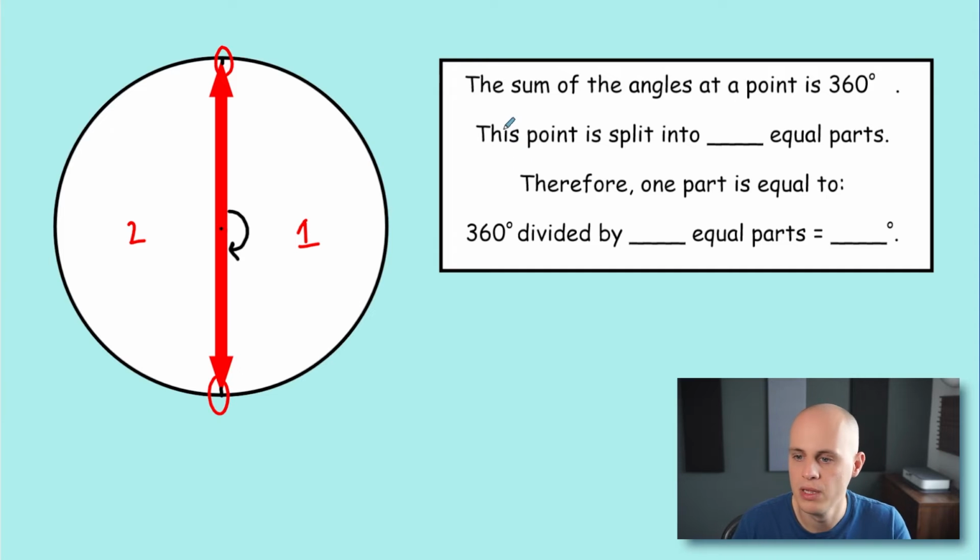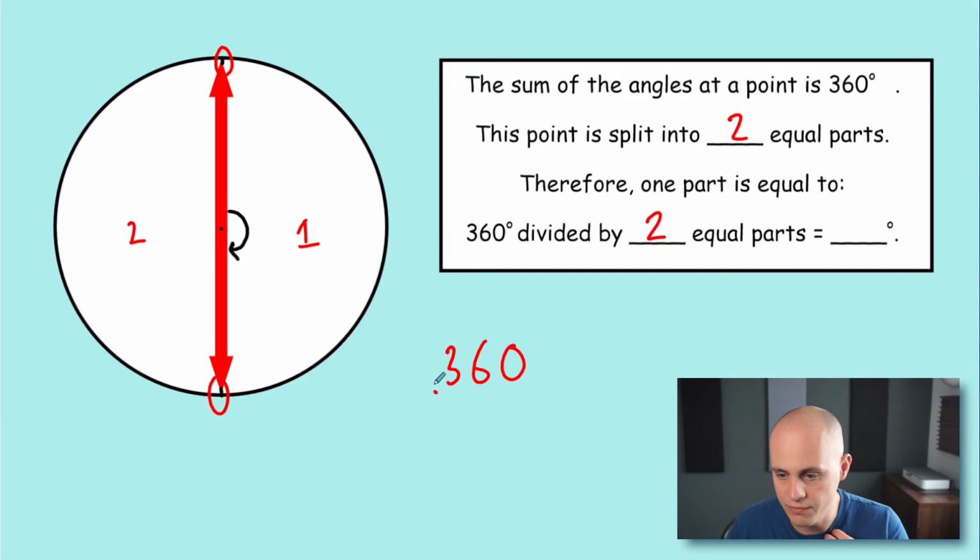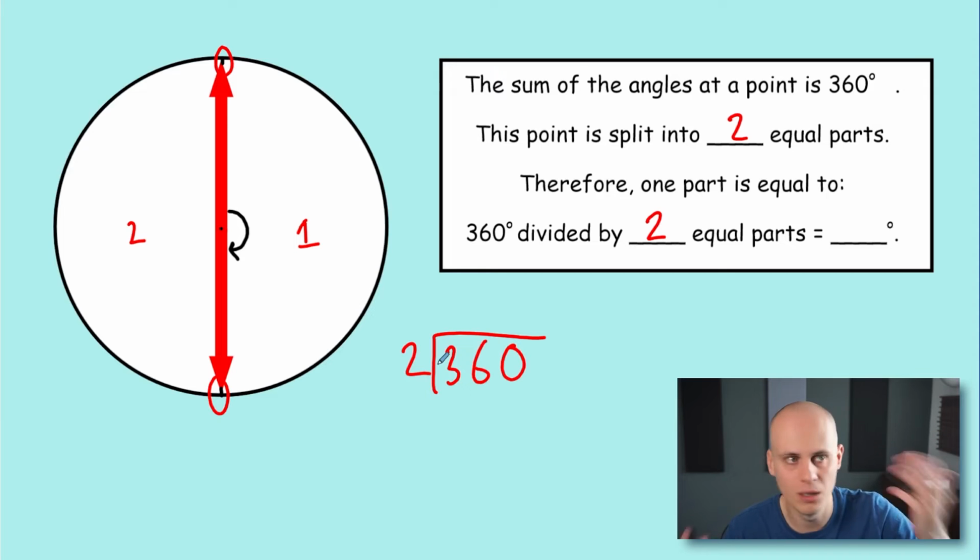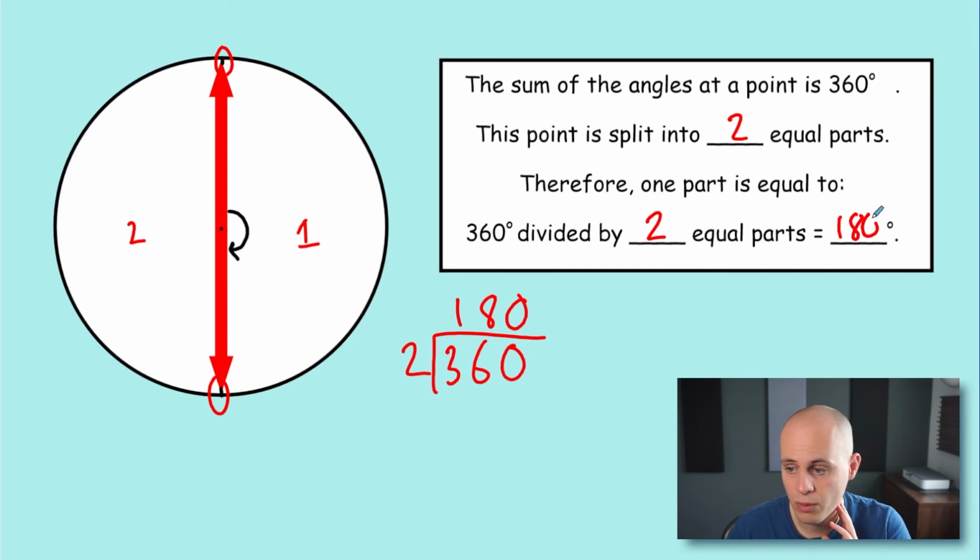Let's follow my sentence. This point is split into 2 equal parts. Therefore, one part is equal to 360, which is all of it, divided by the 2 equal parts, so that number's always going to be the same, which equals what? So what you're having to do there is 360 divided by 2, but you already know that because we've already looked the other way at how 180 doubles to make 360. So obviously, 360 divided by 2 is 180. So what we've worked out is that each of these angles here, and also there'll be another one this side, are 180 degrees each. Very, very simple to start with.